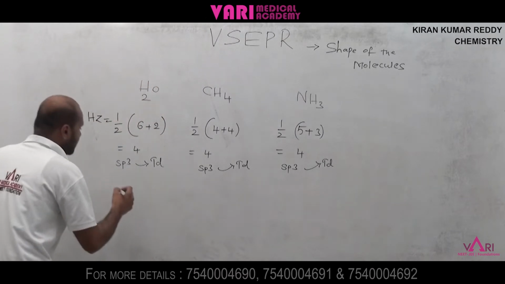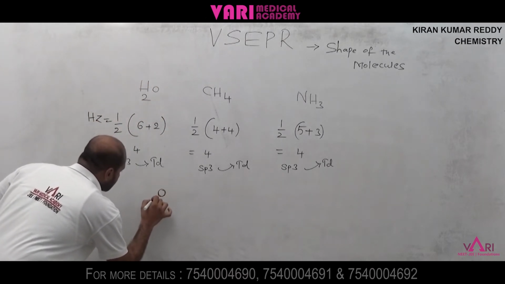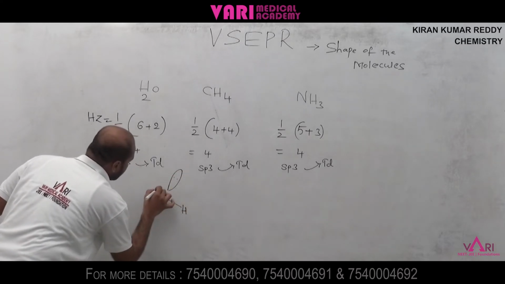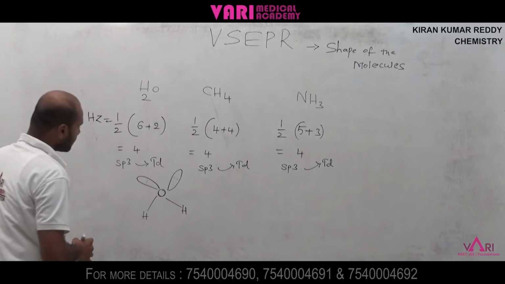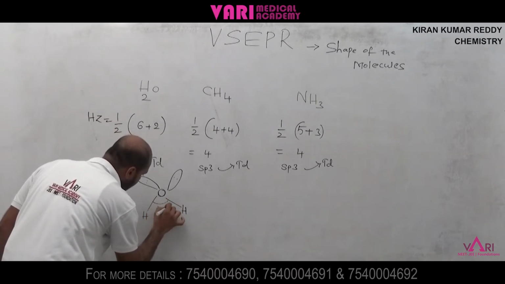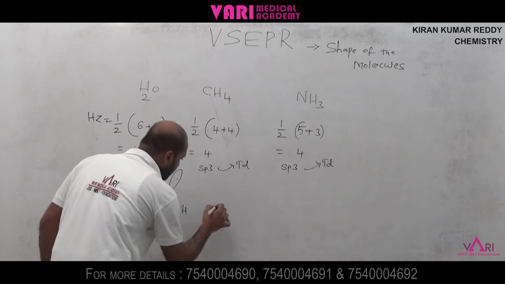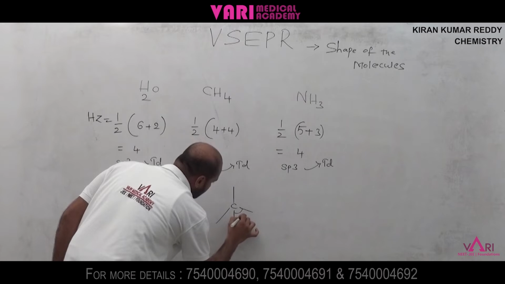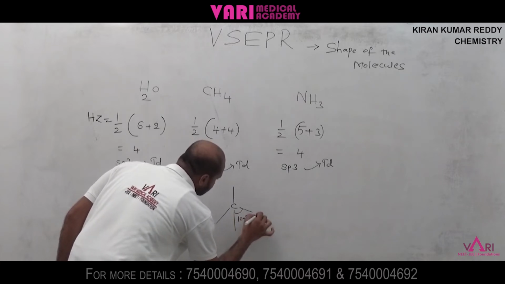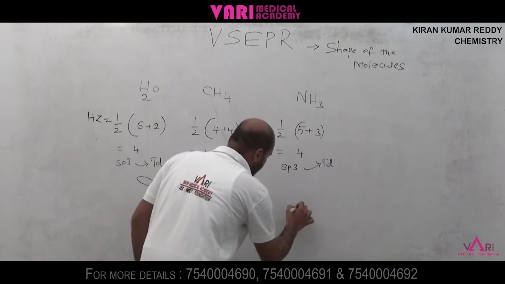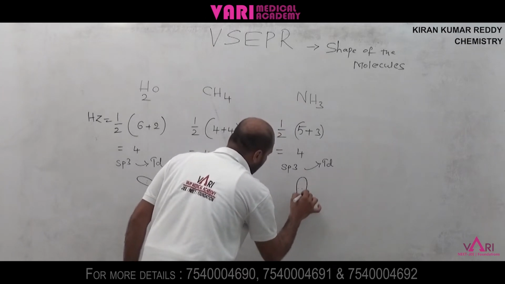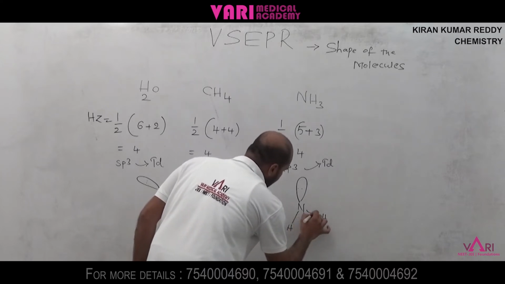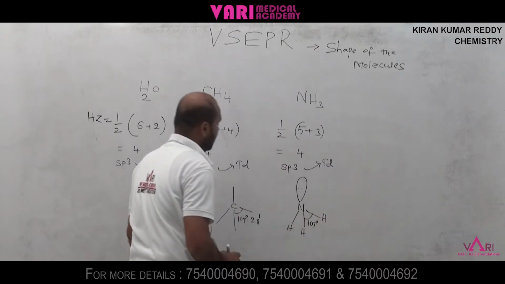Now I am writing the structure, water structure. Here is the central atom oxygen, here is one hydrogen atom, here is one hydrogen atom, and one lone pair here, also one lone pair. The bond angle is 104 degrees. Next, if you take methane, that is tetrahedral, the bond angle is 109 degrees 28 minutes. And next one is ammonia. This has one lone pair. Here 3 hydrogens are present, and the bond angle is 107 degrees.